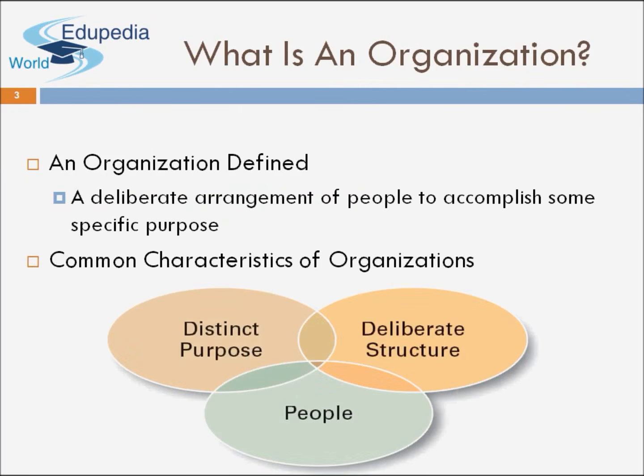Moving further to the first topic, an organization. An organization can be defined as a deliberate arrangement of people who come together to accomplish some specific purpose. When we look into this particular definition, we can say that it has three major parts: distinct purpose, people, and deliberate structure.